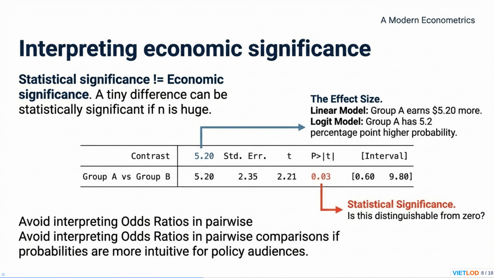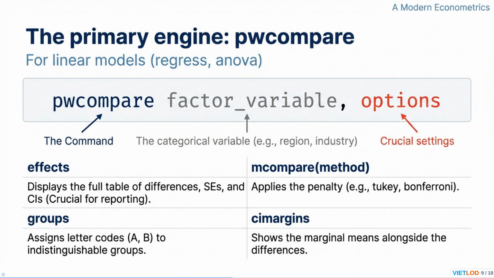Finally, avoid interpreting odds ratios and pairwise comparisons if probabilities are more intuitive for policy audiences. For example, a result might be statistically significant, but the magnitude is too small to have any real-world benefit for decision makers. Now let's look at the primary command used to generate these results in Stata.